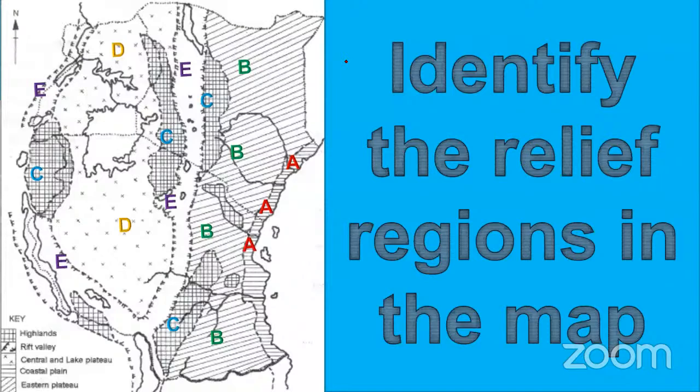Where do you think we are finding the coastal plains? When I unmute you, also unmute yourself. Okay, Bright is not ready, Fatuma. When I say the coastal plains, which letter do you think is showing the coastal plains?